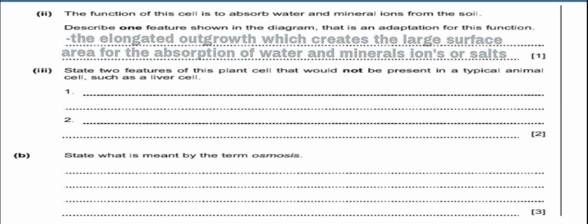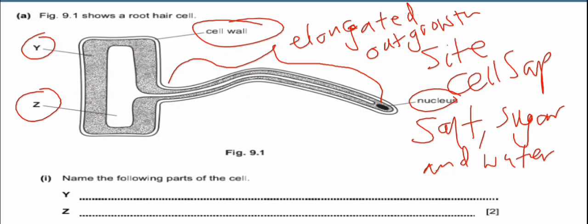Then as for Roman number 3, it says, state two features of this plant cell that would not be present in a typical animal cell, such as a liver cell. So now from this typical plant cell, we don't have the chloroplast or the chlorophyll. So do not include that one. So which ones are we going to include here now?